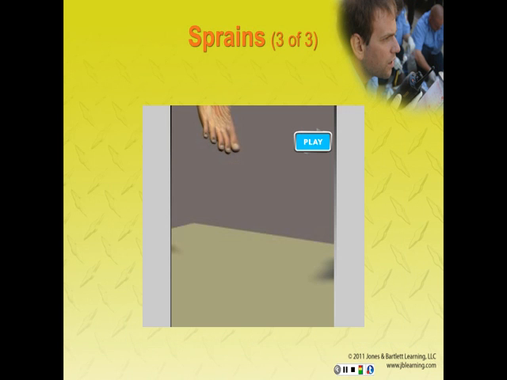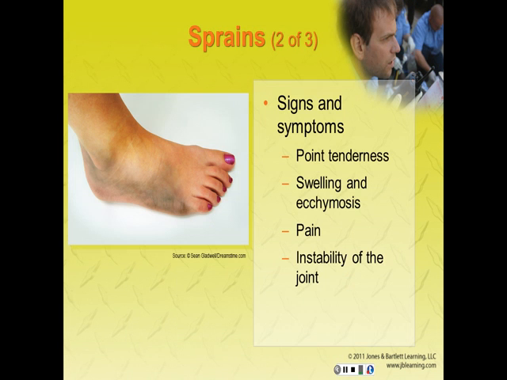The following signs and symptoms often indicate that the patient may have a sprain: point tenderness, swelling and ecchymosis, pain, instability of the joint, and you will frequently not be able to distinguish a non-displaced fracture from a sprain. Remember, document your MOI.